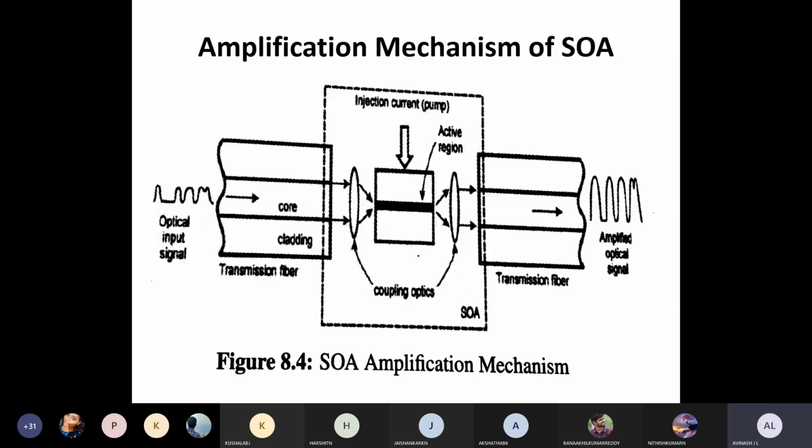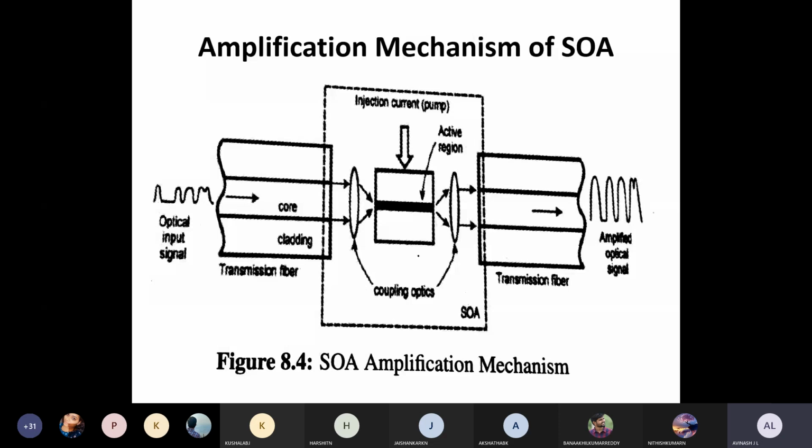You can see that on either side of the center box there is a transmission fiber. On the left-hand side, you can see the optical input signal. On the right side, there is an amplified output signal. The input is a weak signal, and the output is the boosted, or amplified, signal. Now the question is how that boosting is happening. That mechanism is explained in the dotted lines at the center.